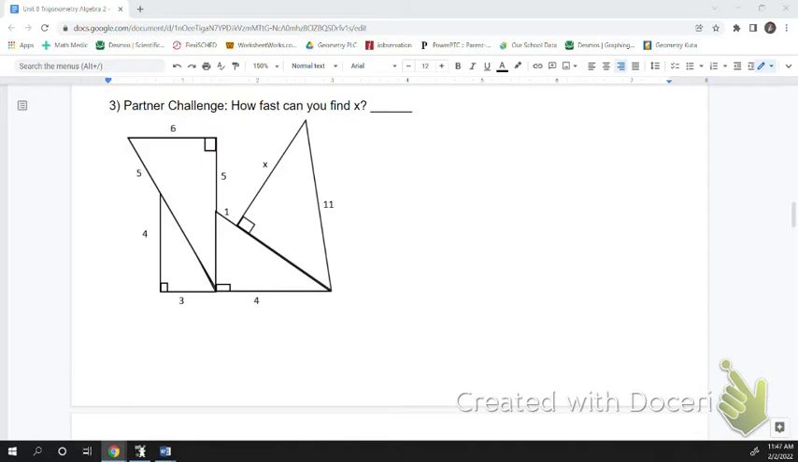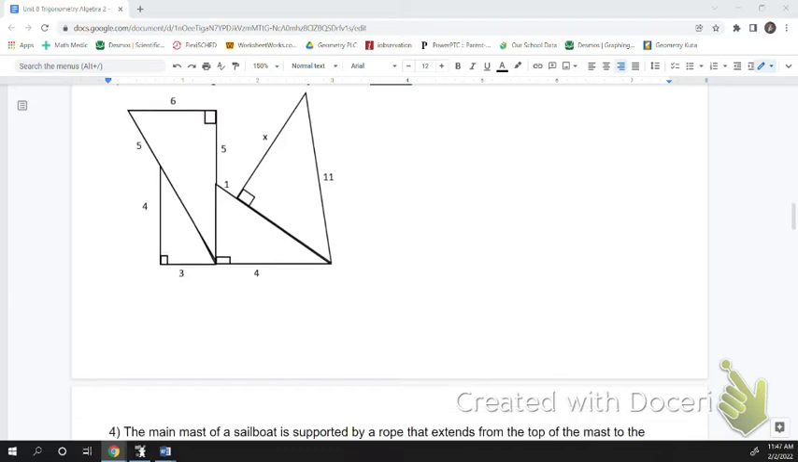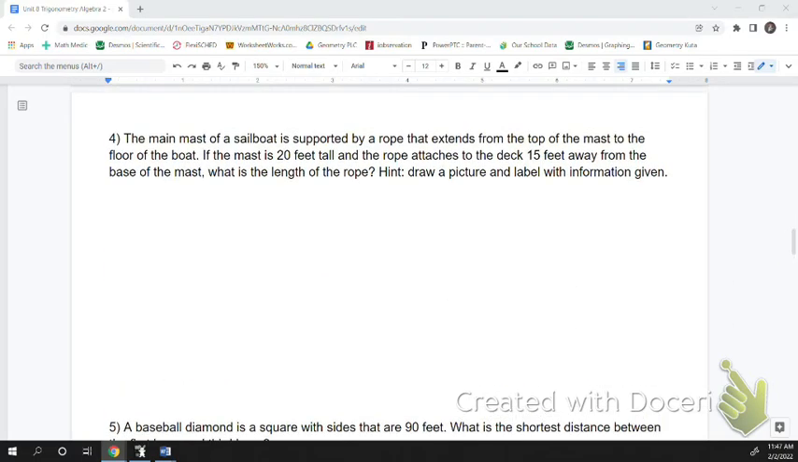Number 3. You think you can figure out x? Come back to that. Let's go to number 4. We'll come back to number 3.